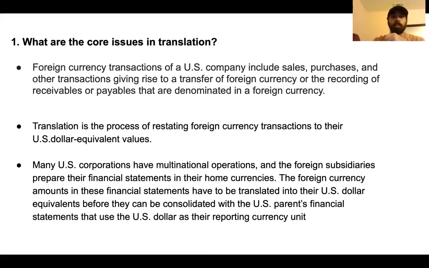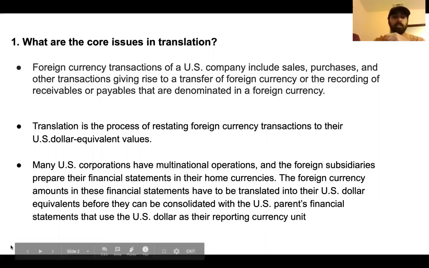Many US corporations have multinational companies and foreign subsidiaries that prepare their financial statements in their home currency. The foreign currency amounts in these financial statements have to be translated into US dollar equivalents before they can be consolidated with the US parent's financial statements that use the US dollar as their reporting currency unit.